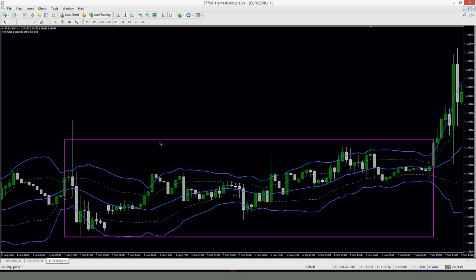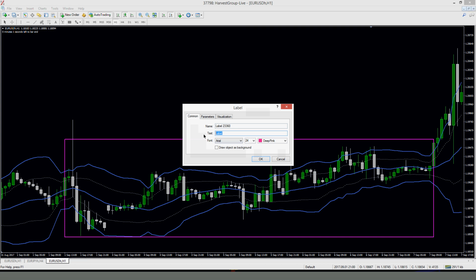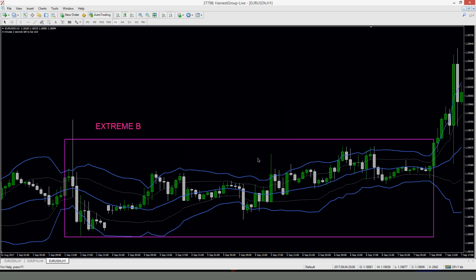This is what we call extreme B. Extreme B happens when the price rejects or breaks the Bollinger Band when the Bollinger Band is a sideways Bollinger Band. As you can see here, the candle rejects and goes towards mid BB. Candle breaks and goes towards mid BB. Candle breaks, goes towards mid BB.